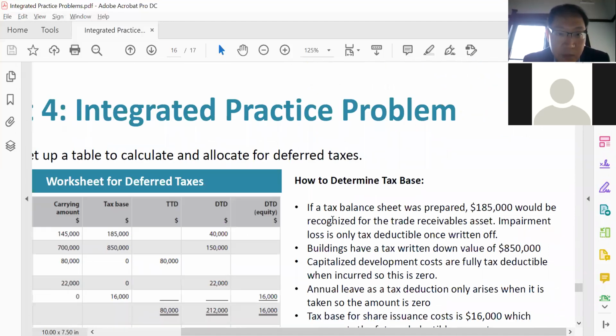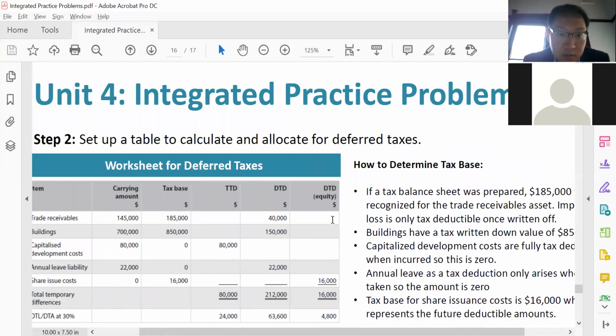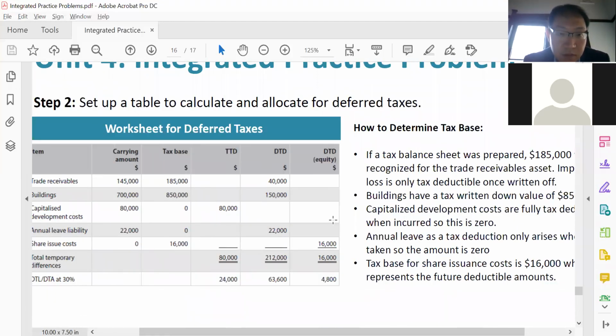So then, once we've computed that, our table is now beginning to fill up. Once we've got the carrying amount and the tax base, we can then classify whether these are going to be our taxable temporary differences or our deductible temporary differences. And so again, what we need to do is make use of some of these rules.